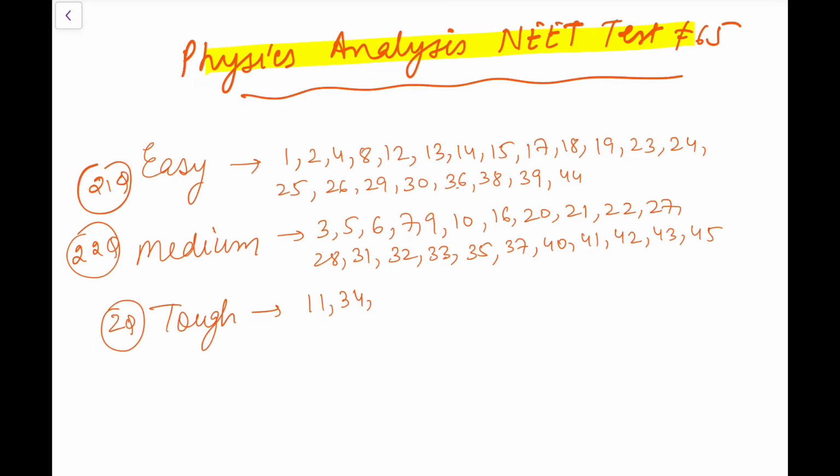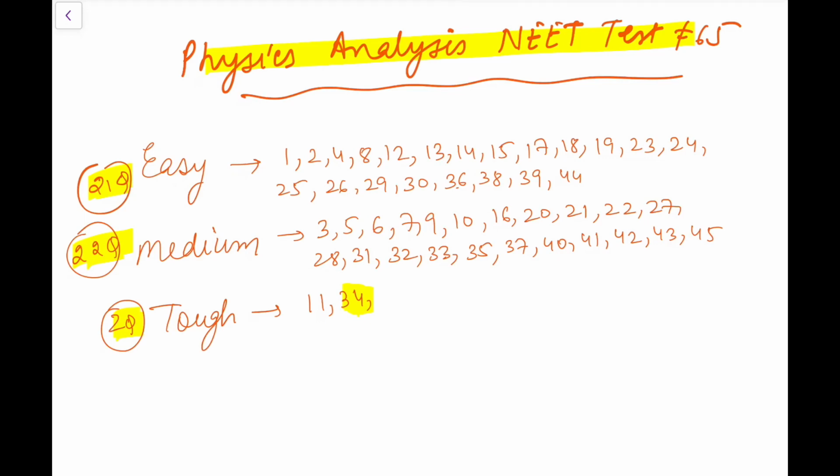Now in this particular paper, this is actually an easy paper. There were 21 very easy, 22 medium and 2 tough questions, because the 34th is a question based on laser, which you generally don't study. It is based on the property that laser light is highly coherent. So the paper is quite easy, it's highly scoreable.